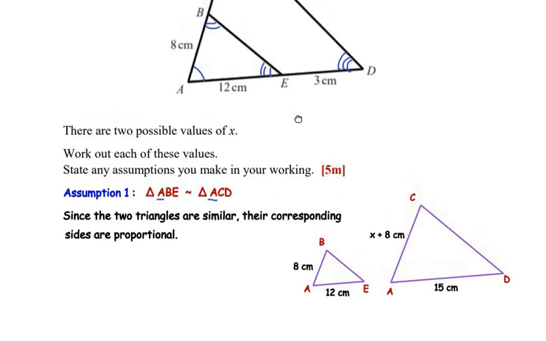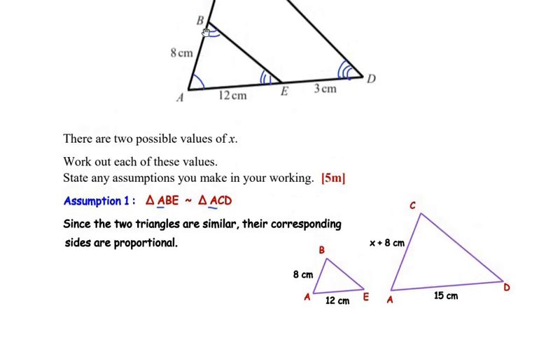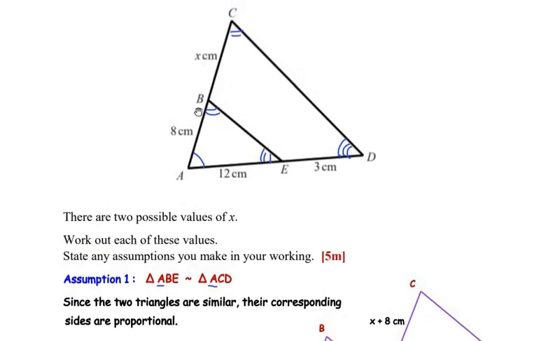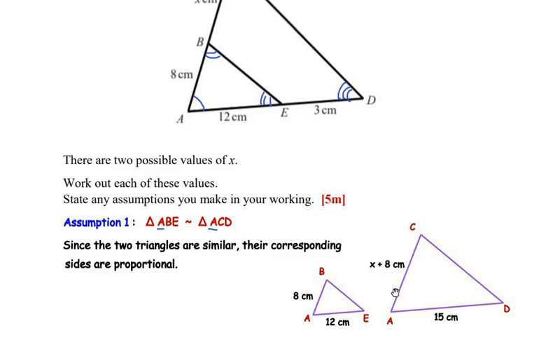So here we can see that in triangle ABE, AB is 8 cm and AE is 12 cm. Now AC is going to be the total length over here, that is x plus 8. So here we have written AC length as x plus 8 and the length of AD is going to be 12 cm plus 3 cm, giving us 15 cm.